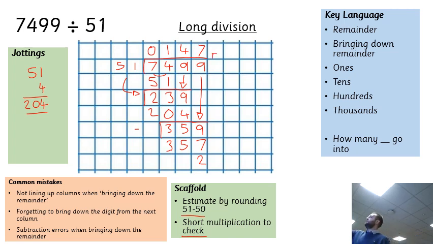So 147, remainder 2. So with this method, like I said at the beginning, the challenging part is that it's drawing on lots of other areas of maths. It's drawing on rounding, it's drawing on a bit of short multiplication, it's drawing on some subtraction. So there's quite a lot of steps in there. It's quite a lot of space to make mistakes, but essentially the method stays the same. How many go in, and then you bring down the amount from the next column.